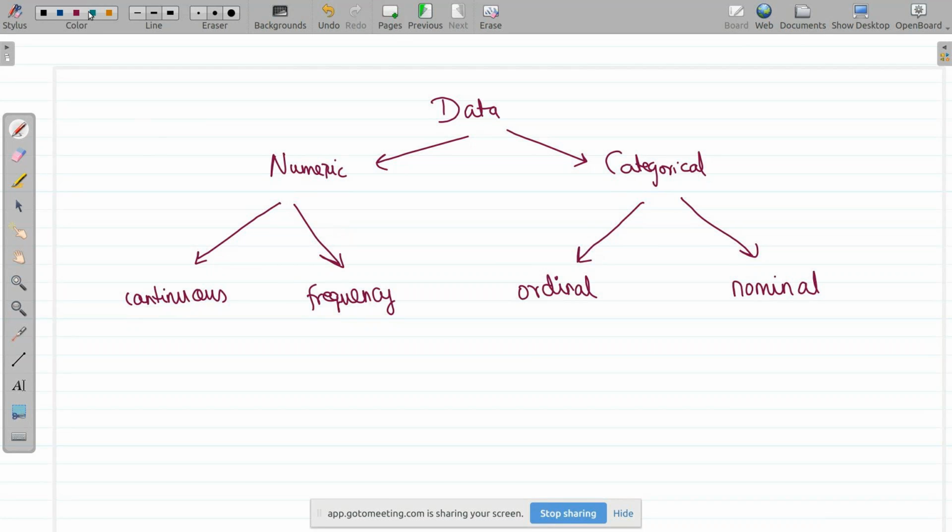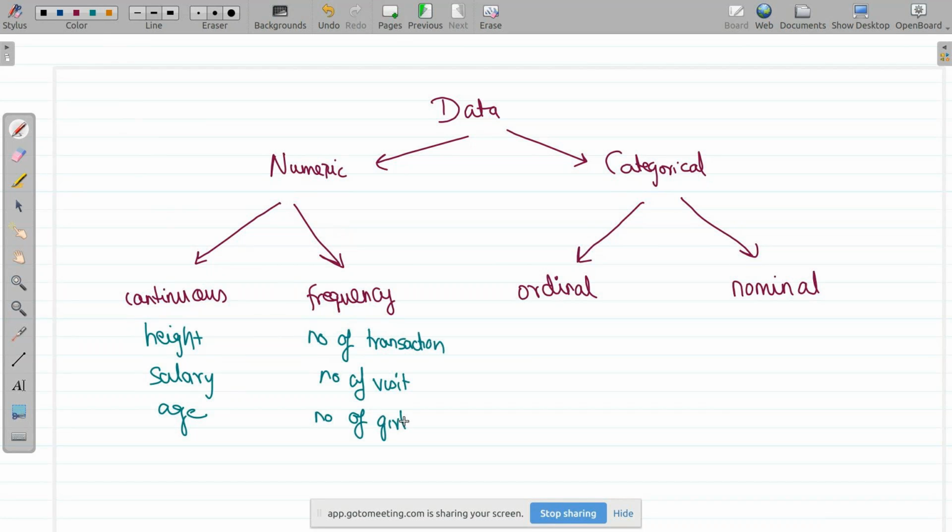Let's just quickly write a couple of examples for each of these data types so you can have a better idea of it. Height, salary, age, and so on. On frequency, you can say number of transactions, number of visits, or number of girlfriends.